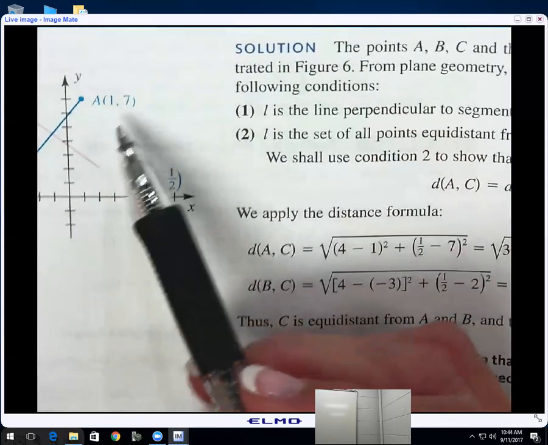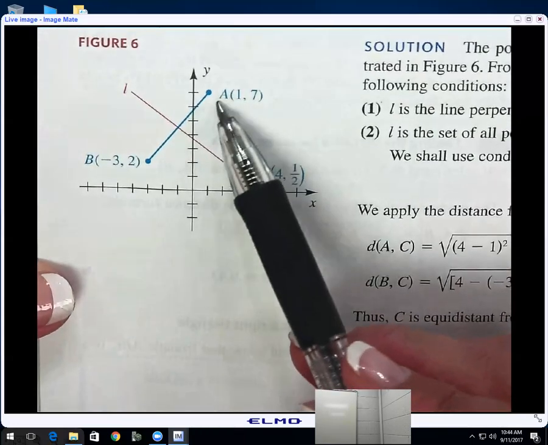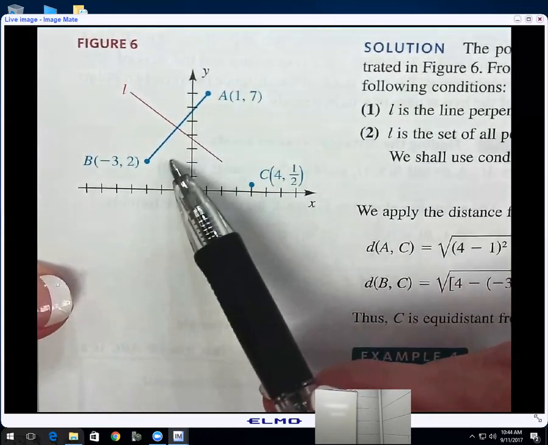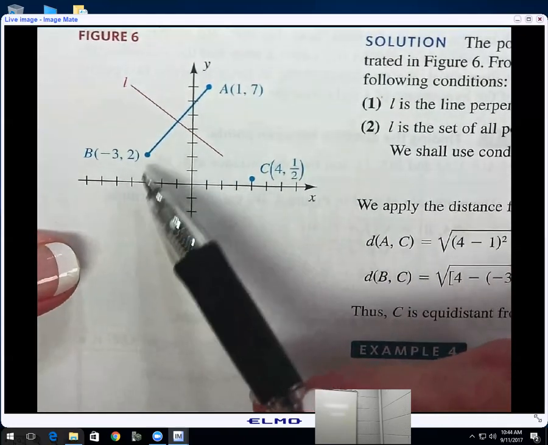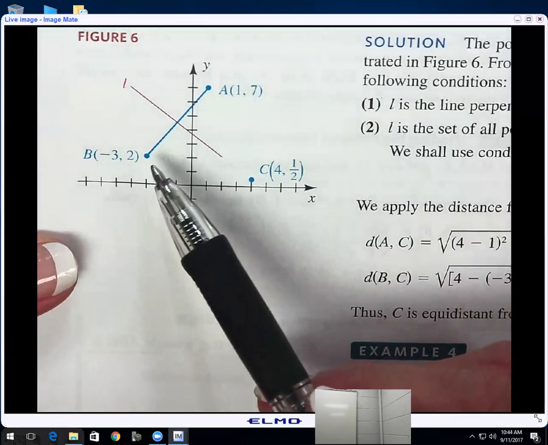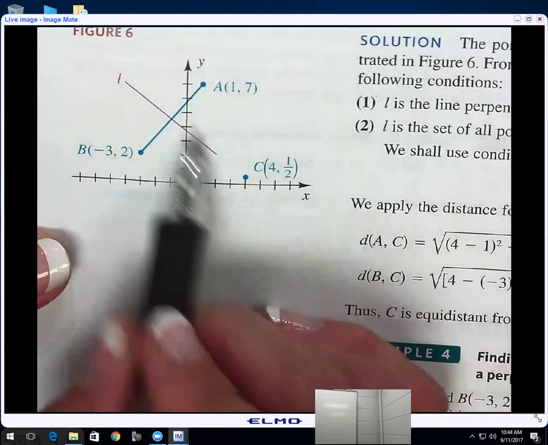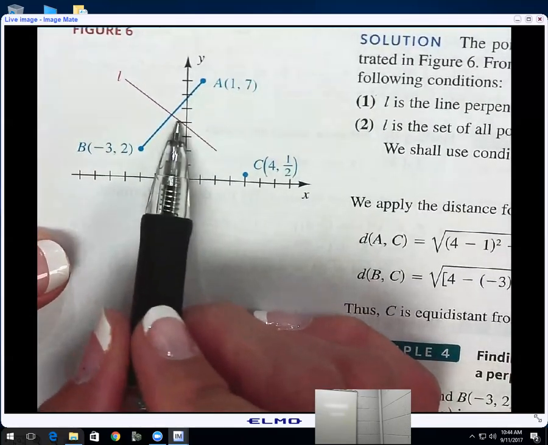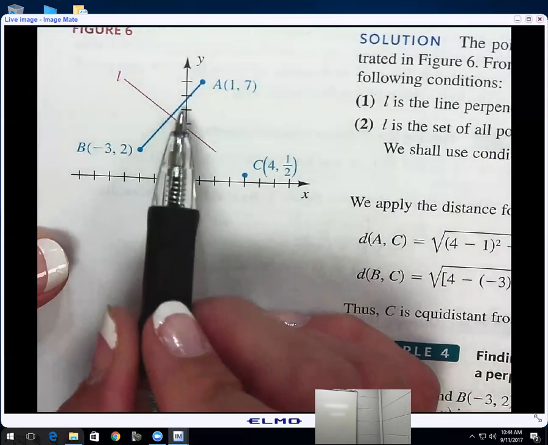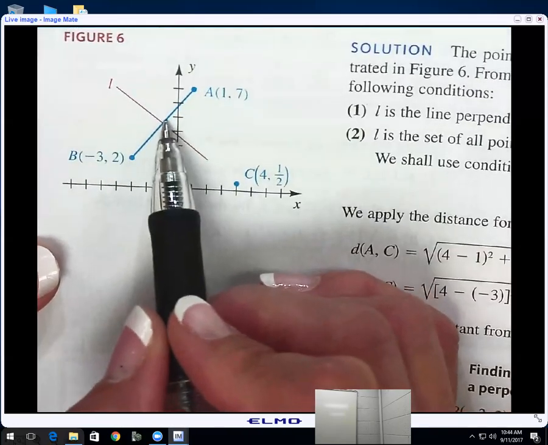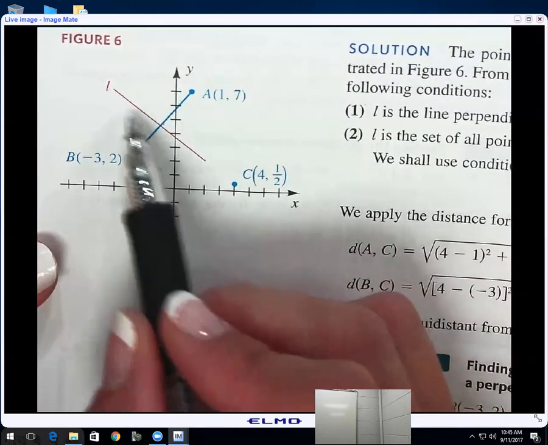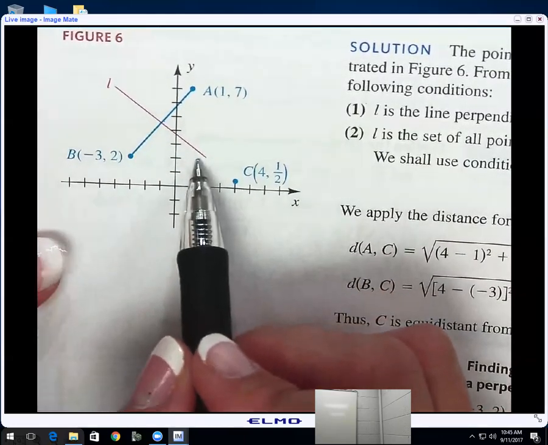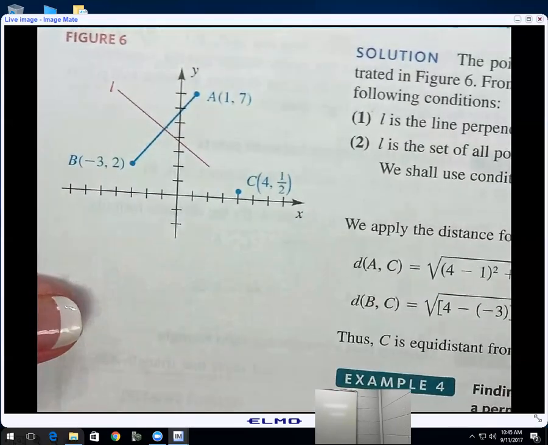Example 3. They've plotted the point A and the point B. And what do you think the word bisector means? That line L has to go through the midpoint. So we could find the midpoint of that line, but it also says perpendicular bisector. That means not only does it go through the midpoint, but it has to form a right angle.